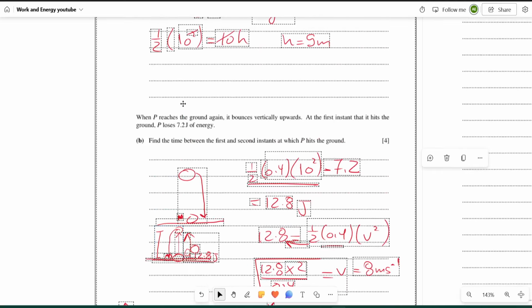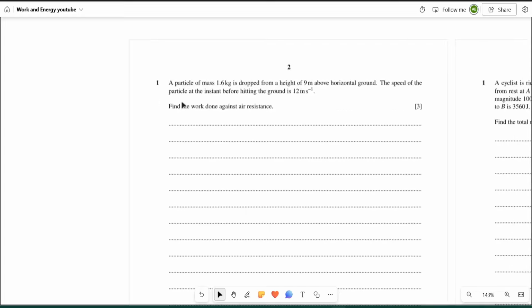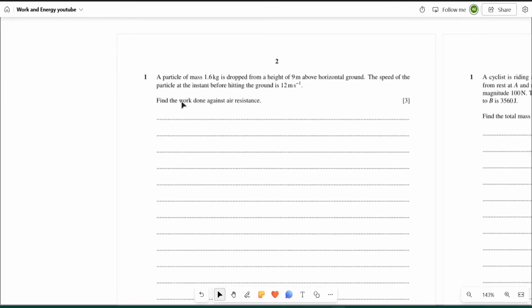Yeah, good. Now, let's move to the next question. It tells you a particle of mass 1.6 kilograms is dropped from a height of 9 meters above horizontal ground. The speed of the particle at the instant before hitting the ground is 12. Find the work done against a resistance. Let me ask you, work done against a resistance, is it work in or work out? We write our work energy principle: work in minus work out equals change in kinetic energy plus change in gravitational potential energy. Work done against a resistance is work out. This is what I'm trying to find.